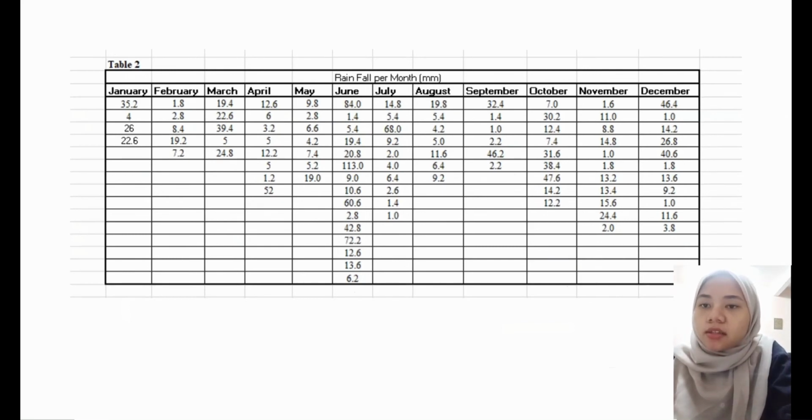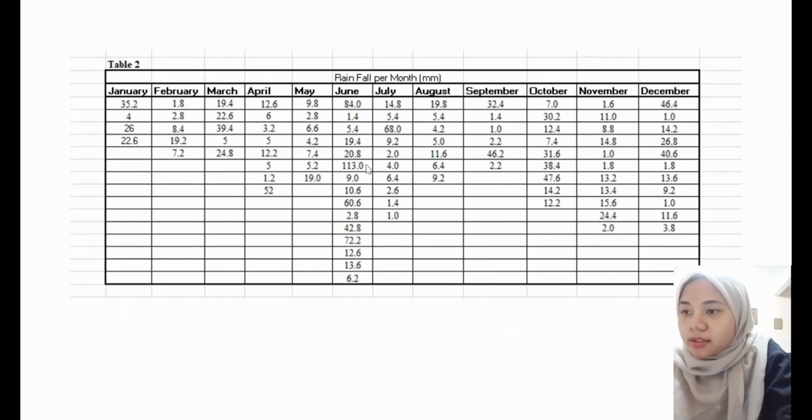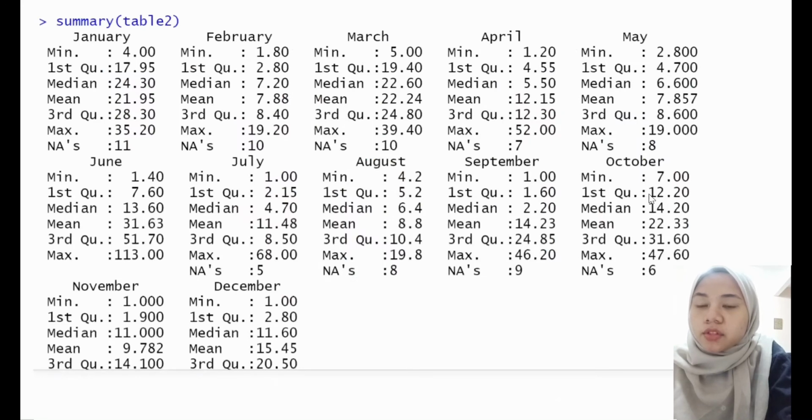We can summarize that the rainiest month for Malacca was June, which includes 15 days of rain, and it also recorded the highest amount of rainfall, which was 113 on the 11th of June, the heaviest rain. And the lowest rainfall month for Malacca was January, which only recorded 4 days of rainfall. But the lowest recorded amount of rainfall was only 1 millimeter on November 8th and also 21 December. And this is the output of summary from table 2.